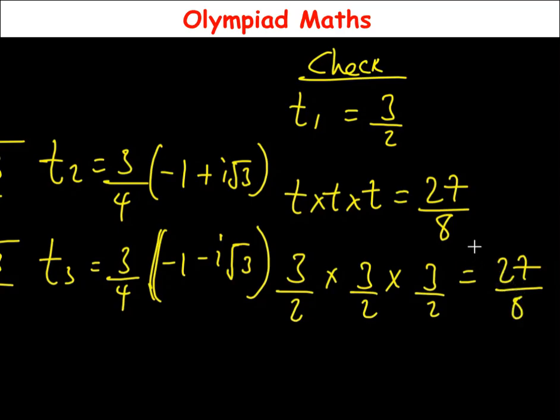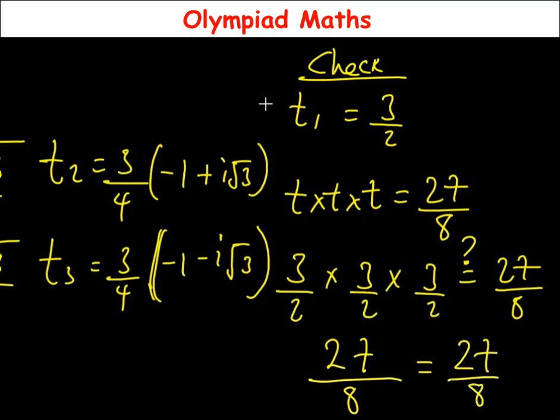So will this give us 27 over 8? Now 3 times 3 is 9, times 3 is 27, over 2 times 2 is 4, times 2 is equal to 8. And this equals 27 over 8. So that means that the value of t that we got as 3 over 2 is the correct solution.